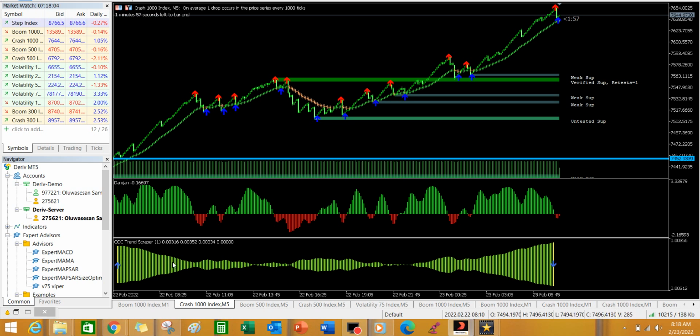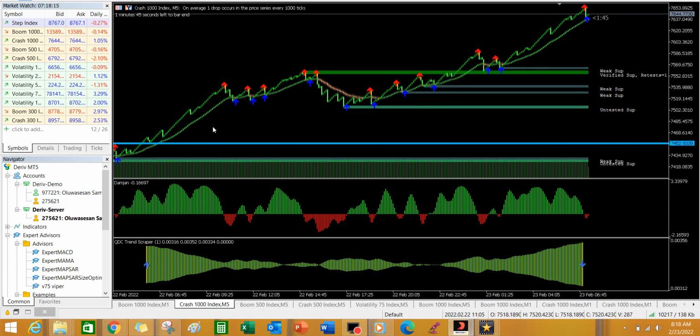So right here, this would let us know if the trend is on a downtrend or uptrend. If it is green like this, then it shows that it is on an uptrend, which means the market is on an uptrend at this point.